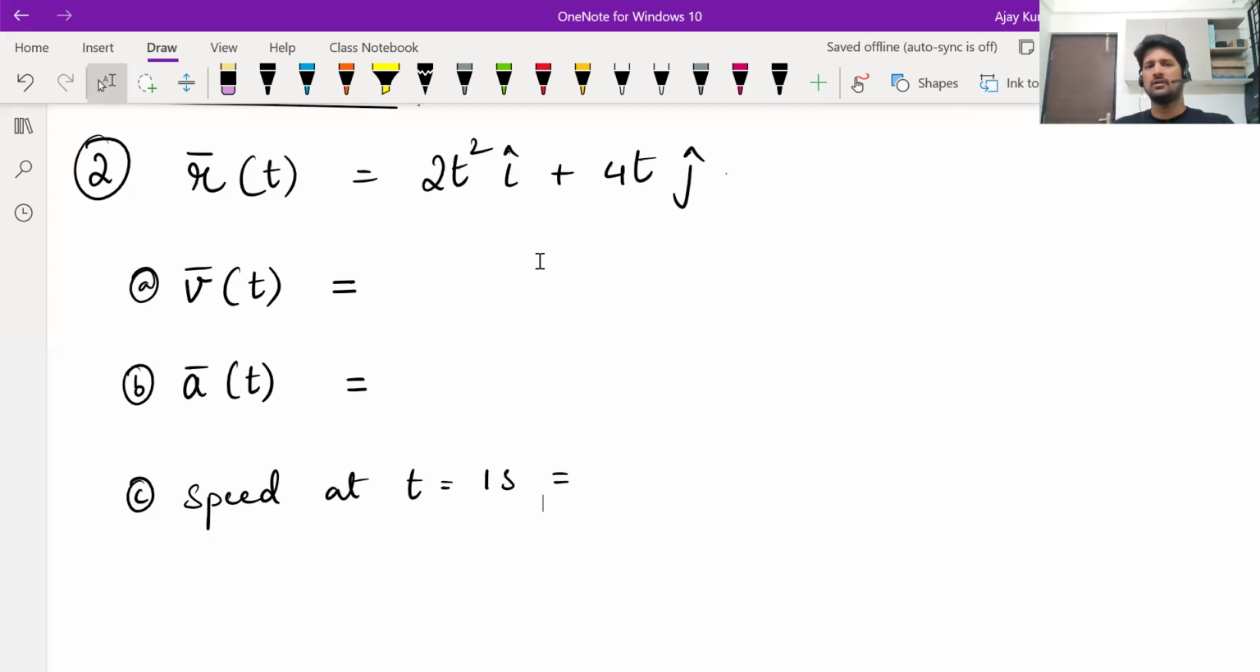Okay, any answer for velocity as a function of time? Okay, Pawan, your answers are correct only. Yusuf, tell me, what is the derivative of 2t square with respect to time?